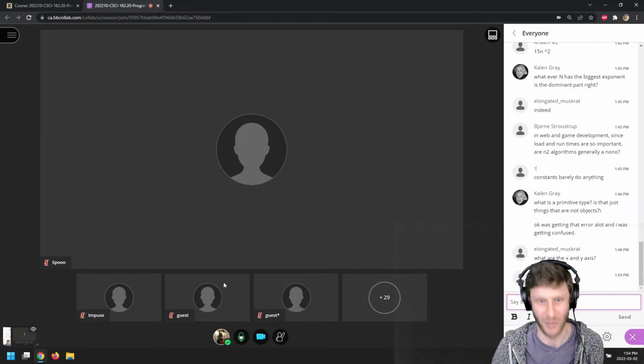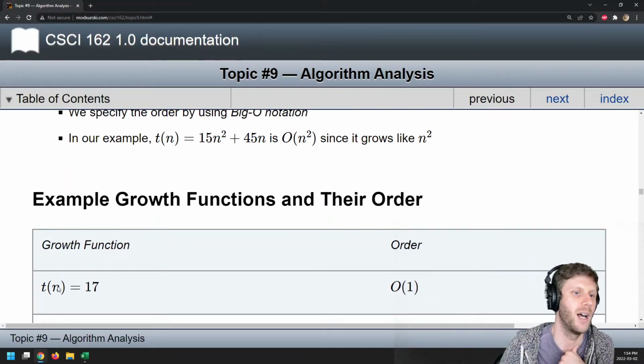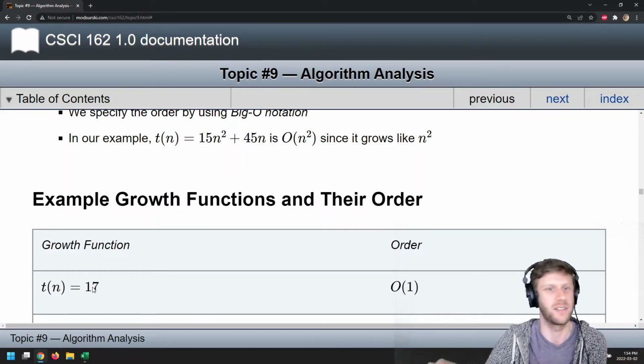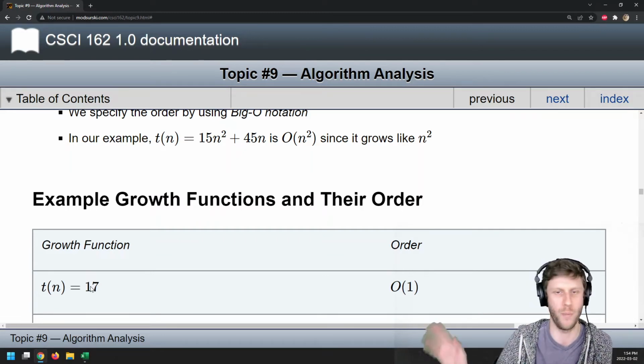It doesn't. Correct. T of n, let's plug in n is 0. All right, T of 0 equals 17. Let's make n a billion. T of a billion equals 17. Great. This algorithm, it's constant time. The size of the input, n, has no bearing on how much work it takes.